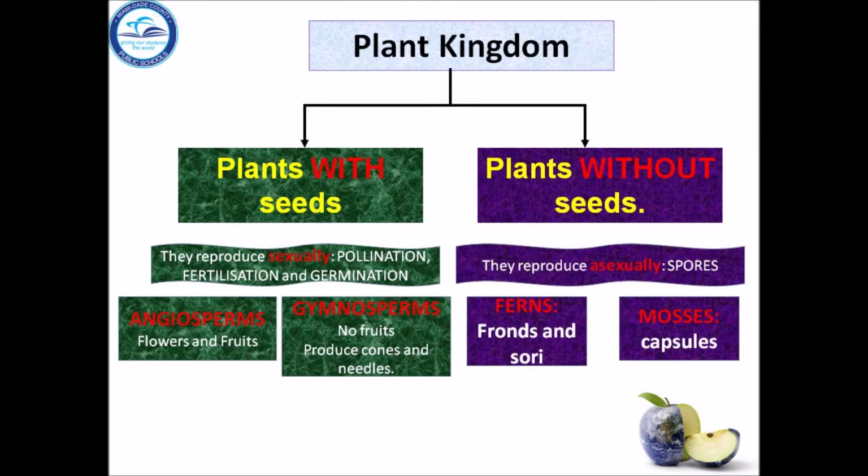Plants without seeds reproduce asexually. They can reproduce in several ways, but now we are going to study plants that reproduce with spores. These spores are microscopic and covered by protective walls.